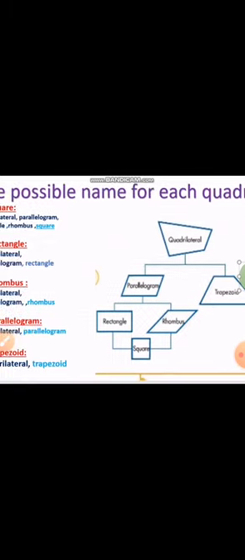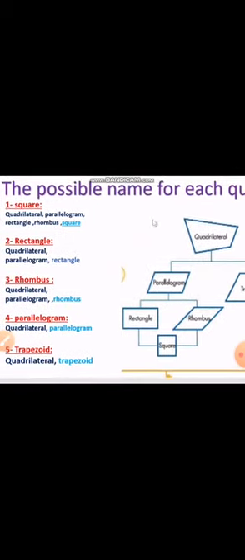Under the parallelogram we have many families, but under the trapezoid I don't have any family here. I'm very sad. Okay, look here. This is the sad face for the trapezoid. And here are the possible names for each quadrilateral.